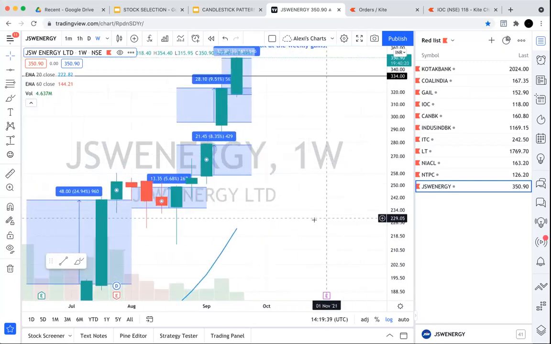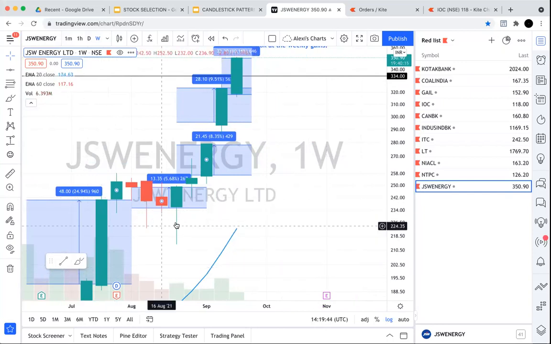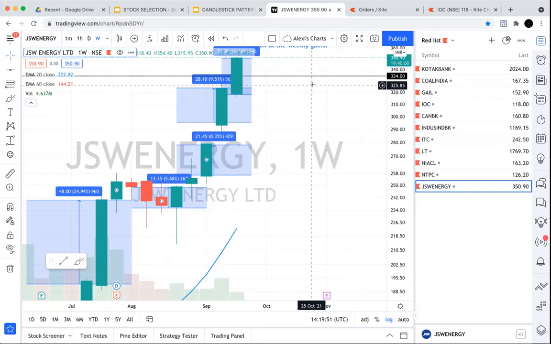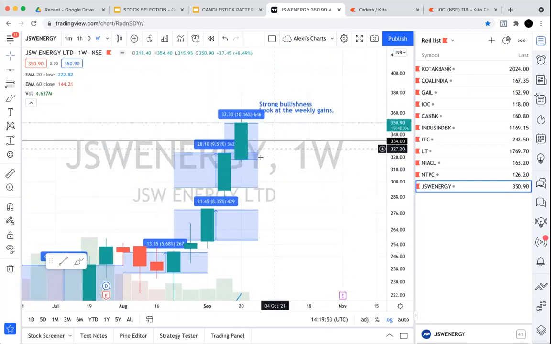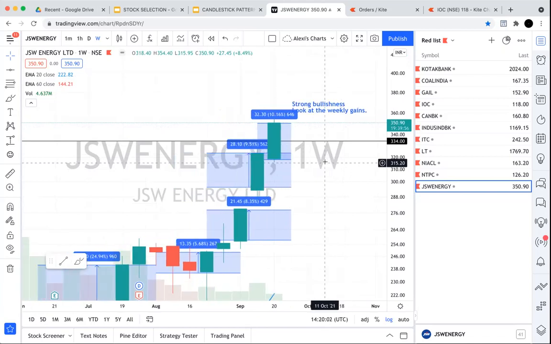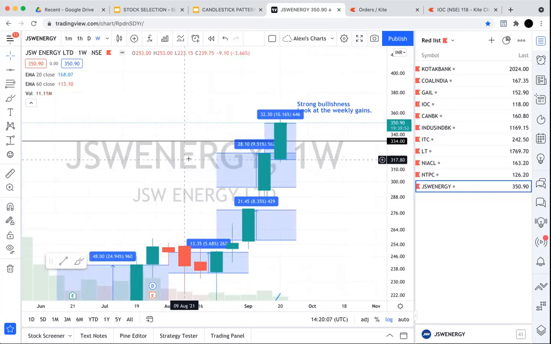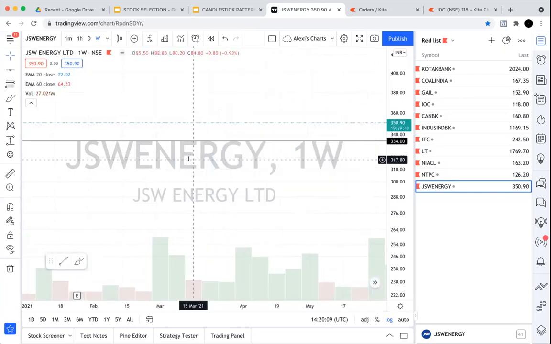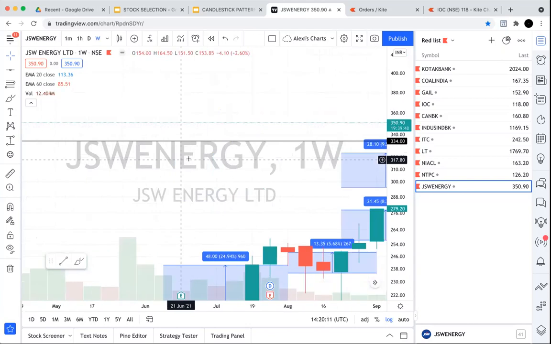Here it is. During this week, it had made 24%. During this 1 week, it did over 5%, over 8%, over 9% last week. And this week, look at this week. It's only Thursday, 10% already. So it's a strong bullishness with weekly gains. Now, the only thing is, should you get in? Well, I don't know, because this is breaking new ground for JSW Energy.